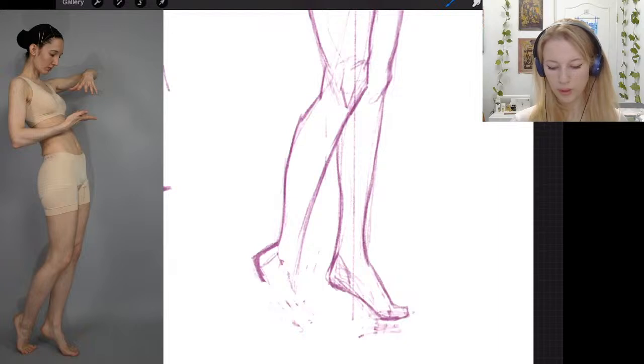You can see that one leg is slightly in front of the other. She's kind of stepping forward, maybe not too intentionally, but still. So I want to just show that.